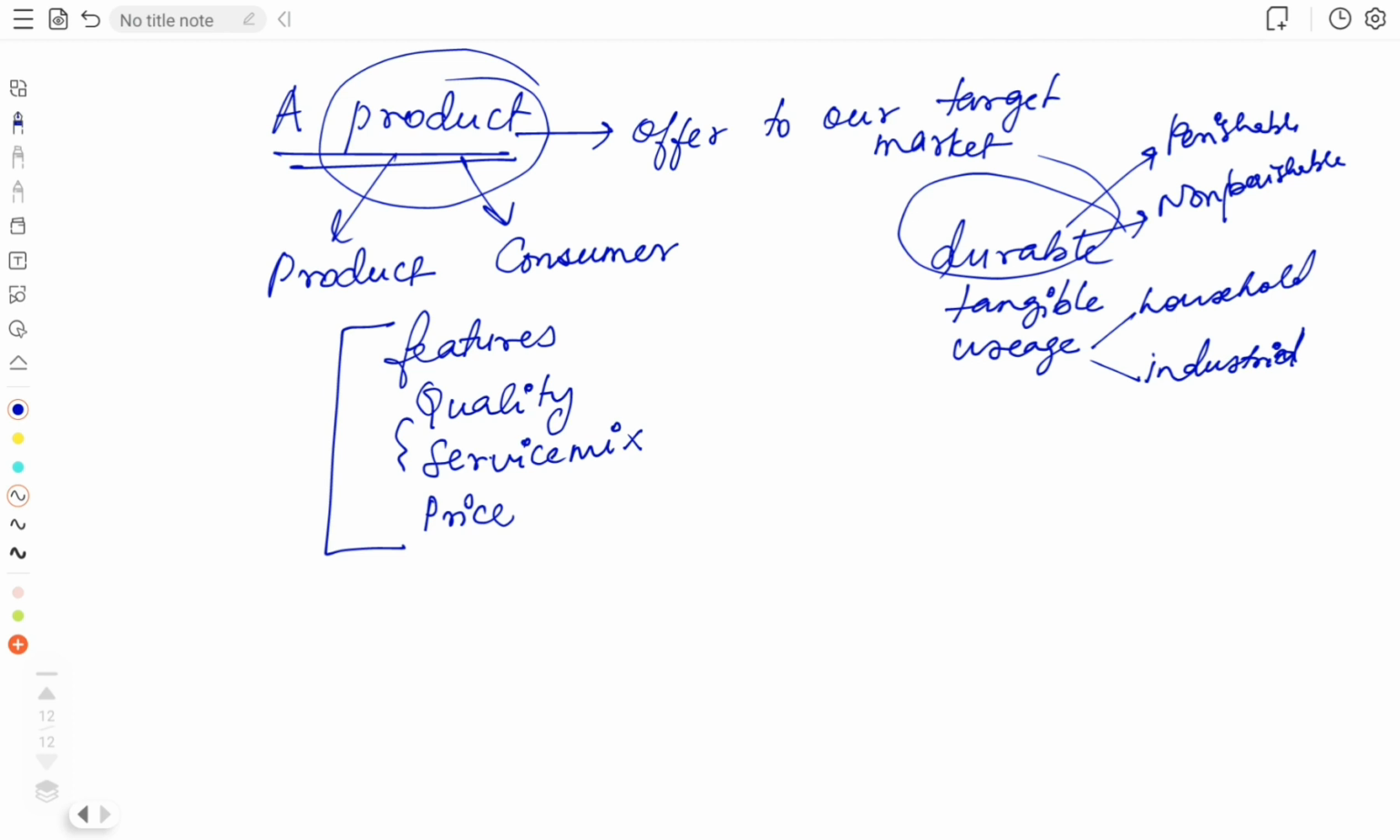So that is the product differentiation. Now, what about product line decisions? Product line decisions are decisions that are taken from the business perspective. Okay, what is a product line?